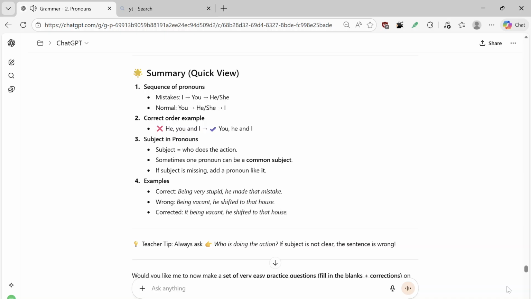Teacher tip. Always ask who is doing the action. If subject is not clear, the sentence is wrong.